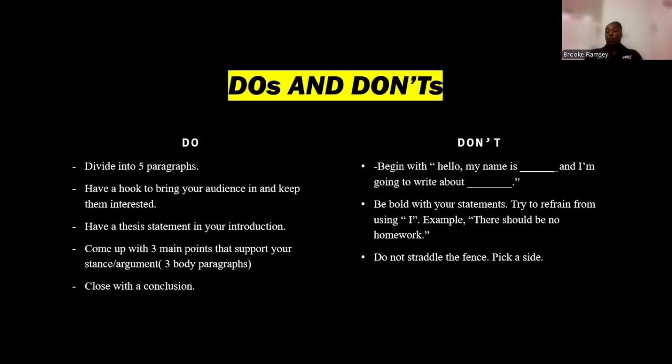Another thing we are not going to do throughout our persuasive writing is straddle the fence. We're not going to say, well, I mean, there should be homework, but then there shouldn't be. That means you don't have any confidence in what you are presenting. So we want to make sure that we have confidence throughout our writing and we are going to pick a side. Now, there will be a portion of your essay where you will counter your argument, but you will still come back and explain why your stance is the best stance.